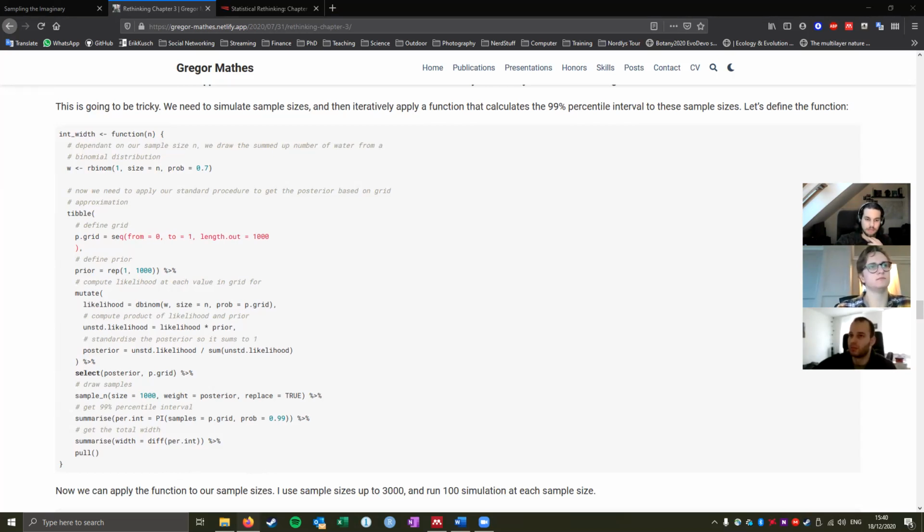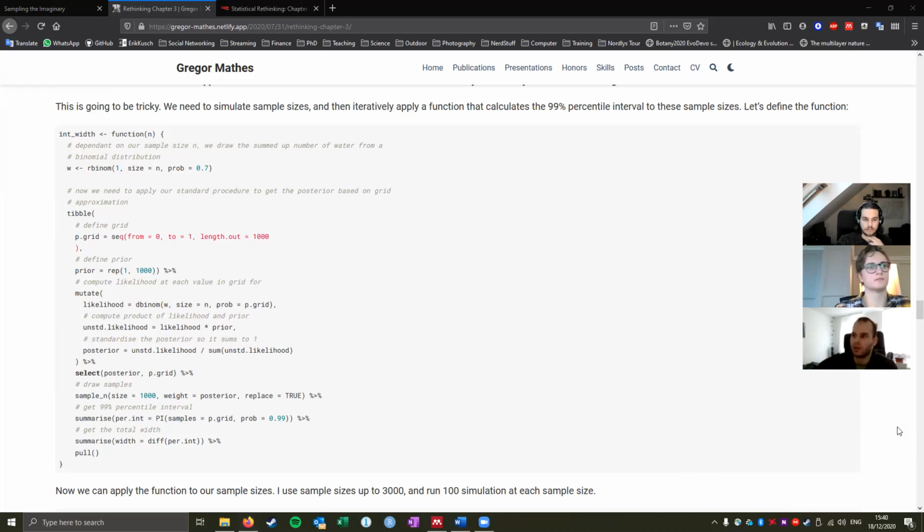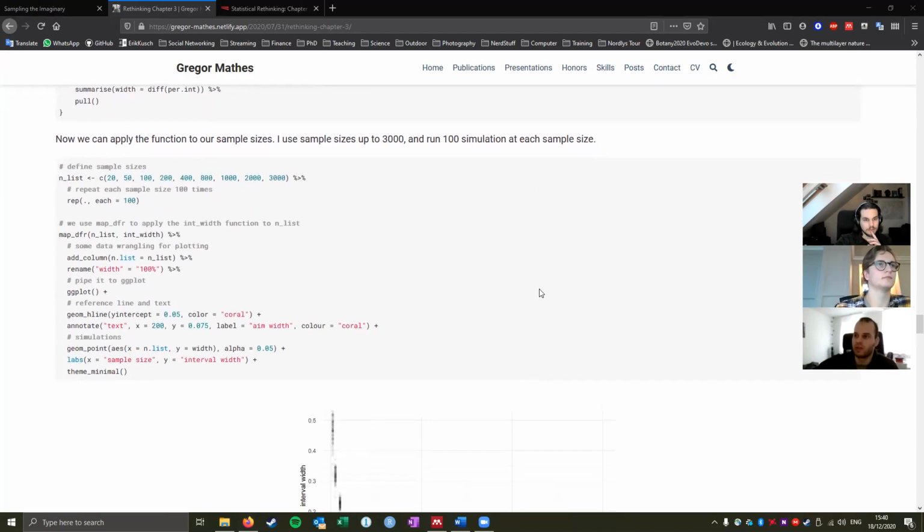So 0.05 difference between the lower bound of the PI interval and the upper bound of the PI interval. And what we put into this function is n, so the number of samples. So we can now set up a vector of samples. I just started with 20. If you scroll down, I started with 20 going up to 3,000.